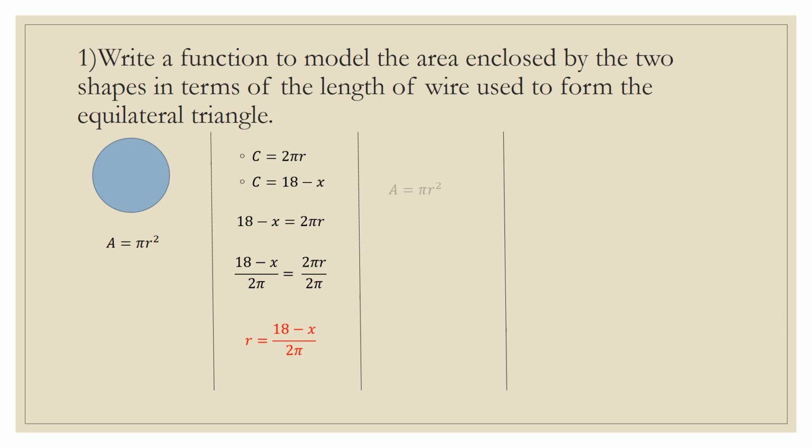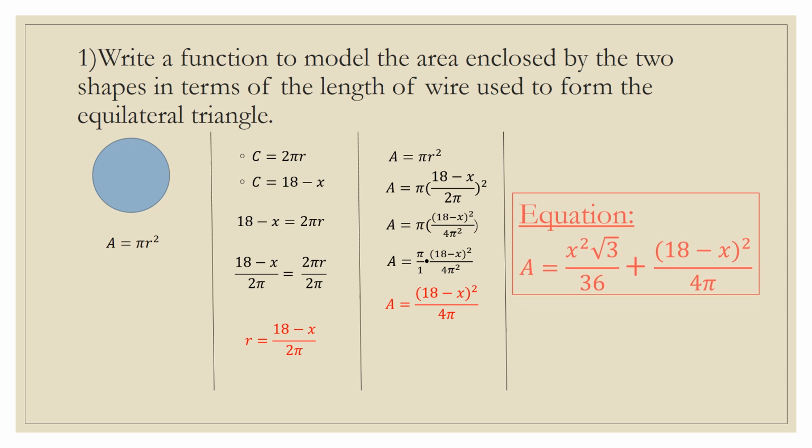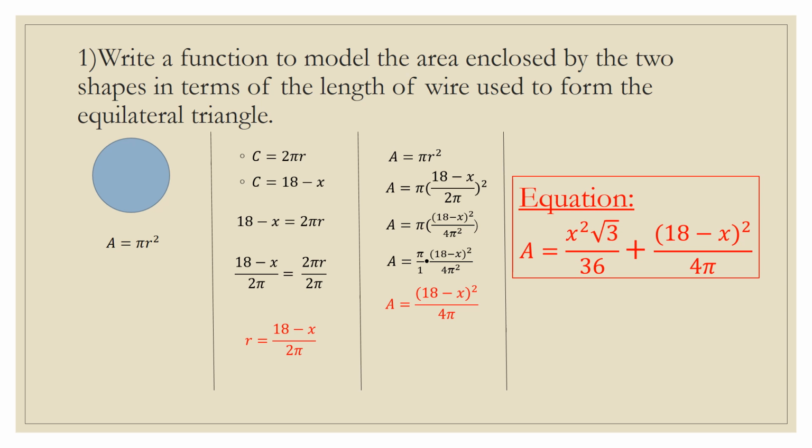Now for the area. Area equals pi times ((18 minus x) over 2 pi) squared. Distribute the square to get A equals pi times (18 minus x) squared over 4 pi squared. Put pi over 1 to multiply, and the area is (18 minus x) squared over 4 pi. Add this to the equation for the area of the triangle, and the area of the combined shapes is x squared square root 3 over 36 plus (18 minus x) squared over 4 pi.